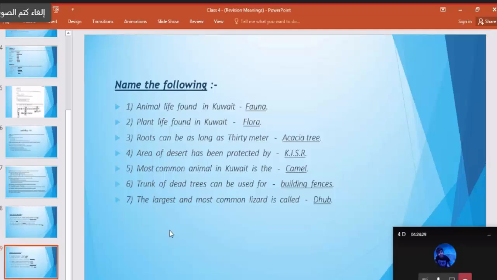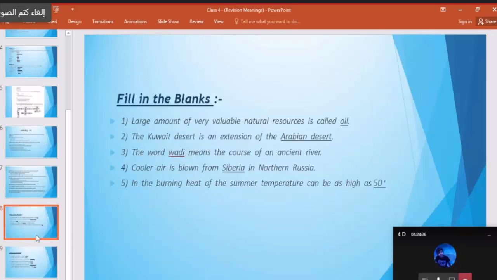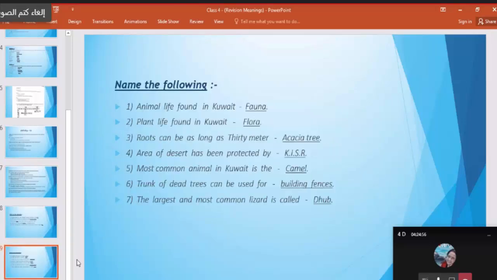Yes. I want only fill in the blanks. I will take the screenshot only. Okay, take it, my dear. Teacher, this we write. Wait, my dear, let him take the screenshot. What happened? You did not write? This is the fill in the blanks, which you have already written the first question. Name the following. Okay, teacher, thank you.